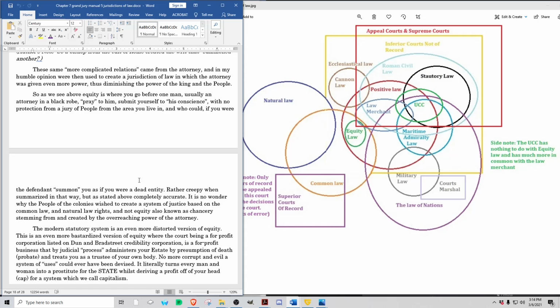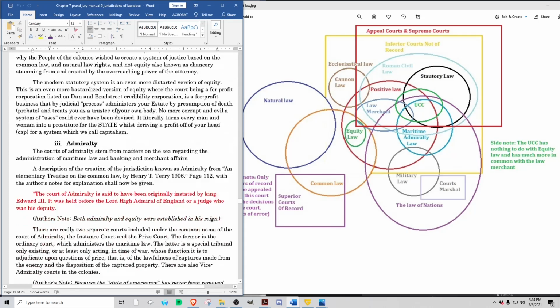The modern statutory system is an even more distorted version of equity. This is an even more bastardized version of equity where the courts bring a for-profit corporation, listed on Dun & Bradstreet Credibility Corporation, that'd be dnb.com, is a for-profit business that by judicial process administers your estate by presumption of death, probate, and treats you as a trustee of your own body. No more corrupt and evil a system of uses could ever have been devised. It literally turns every man and woman into a prostitute for the state, whilst deriving a profit off of your head, cap, which is a system we call capitalism.